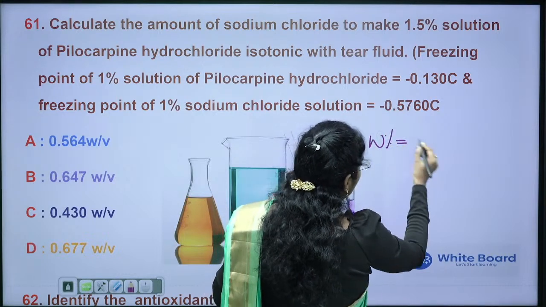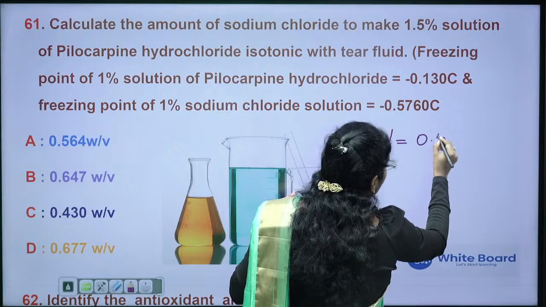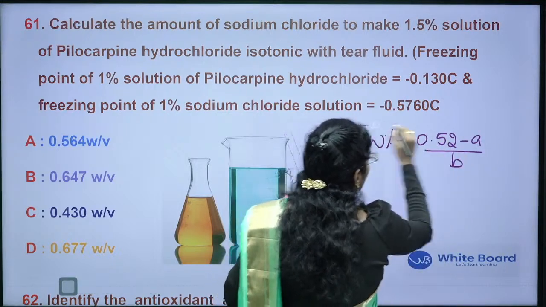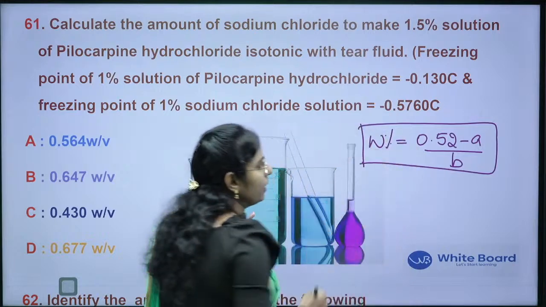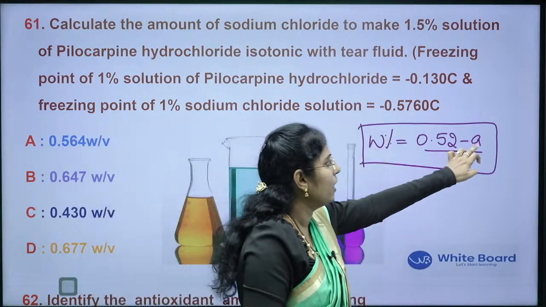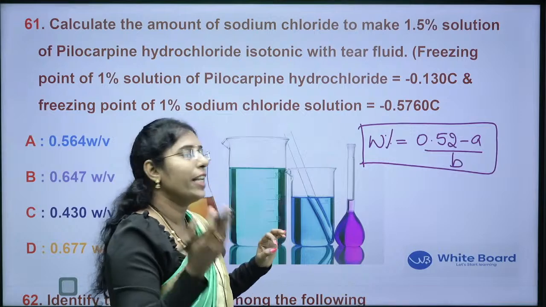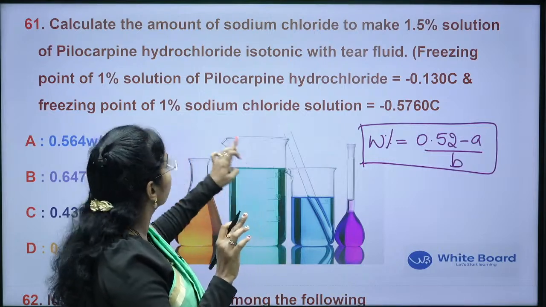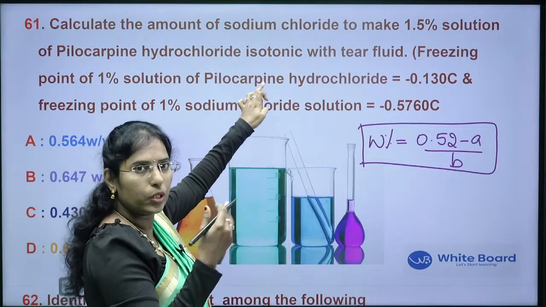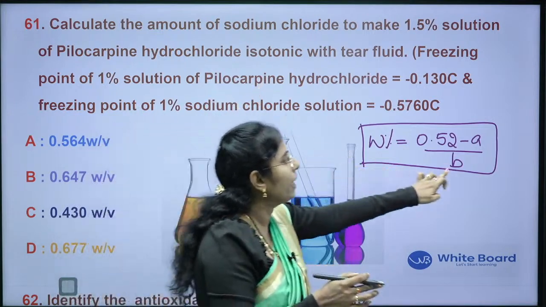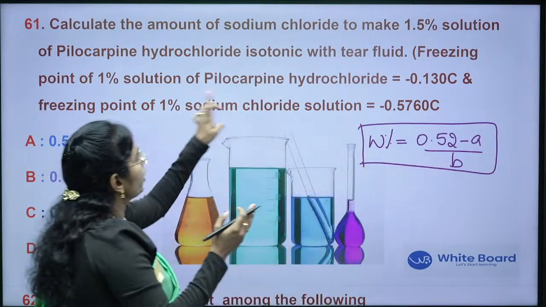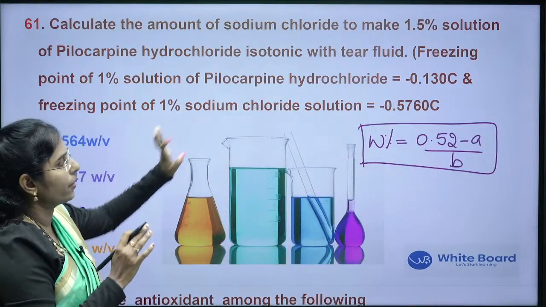W% equals 0.52 minus A by B. So this is the formula for calculating this. What is A here? A is the freezing point of 1% solution of this drug, the pilocarpine drug, and B is the freezing point of 1% solution of sodium chloride. So here we are going to adjust with this.